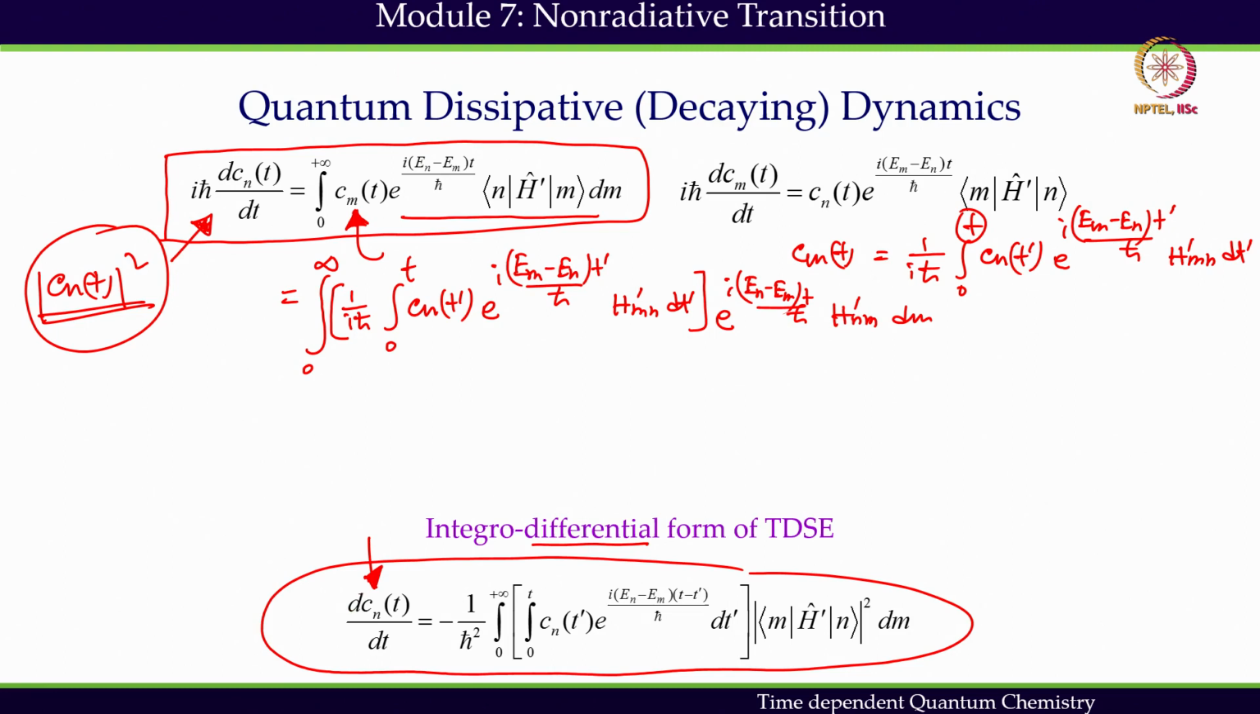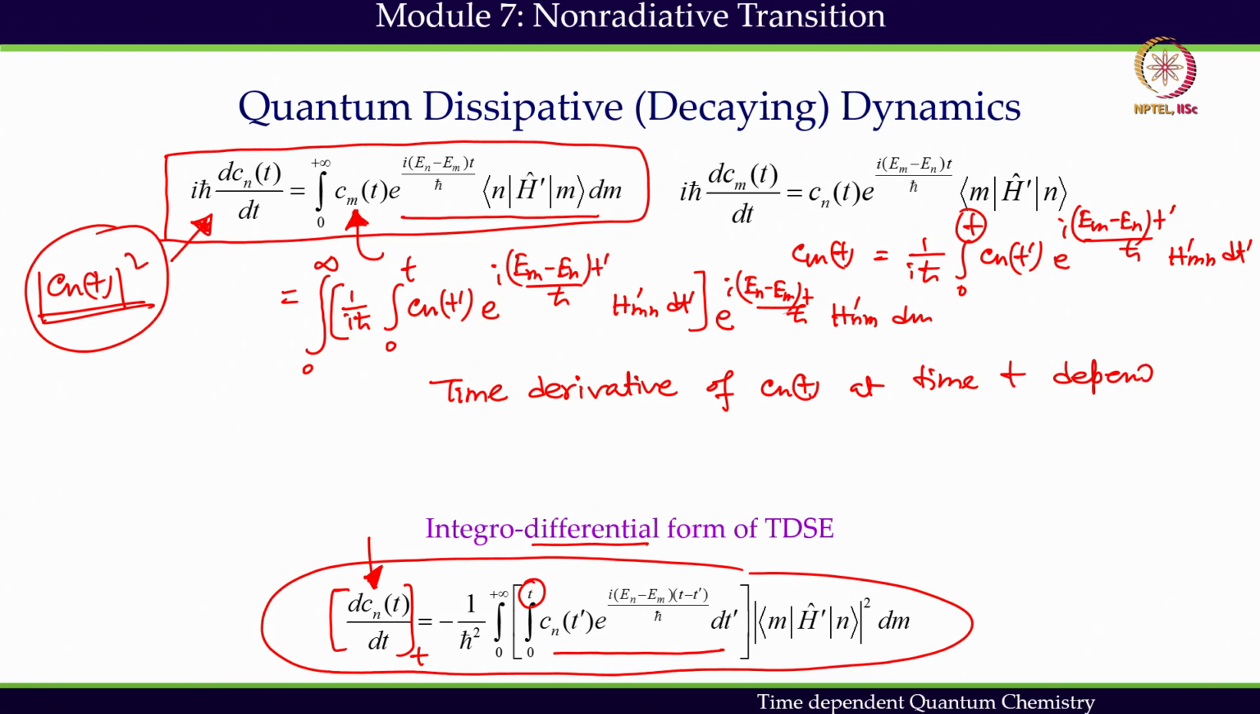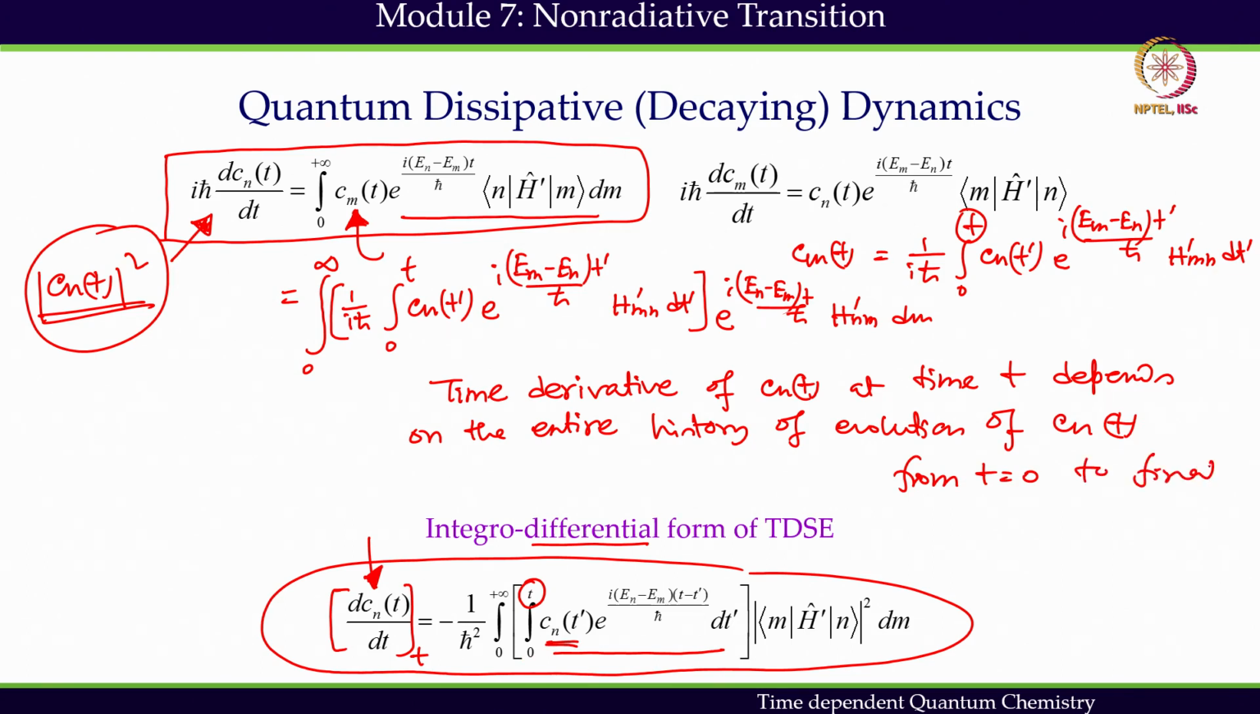the entire. So this is the differential equation, and this derivative at time t depends on this integration over time t. So basically this equation shows that the time derivative of Cn(t) at time t depends on the entire history of evolution of Cn(t), from t equals 0 to final time t.